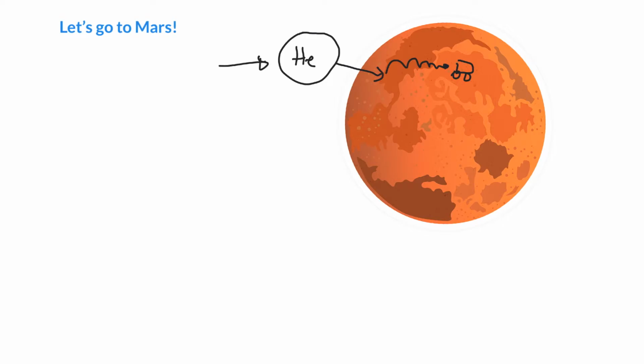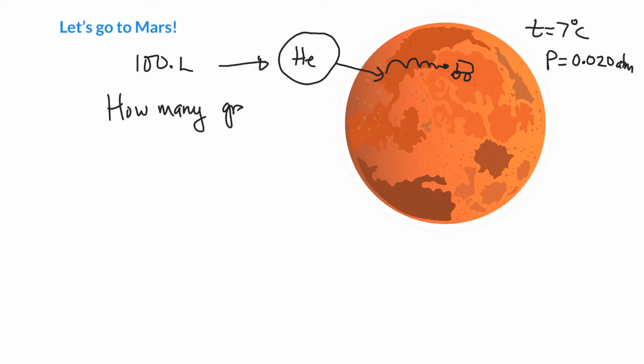Maybe we need to know what volume in order to have, say, 100 liters of helium on Mars. And it turns out if we measure the temperature of Mars, it's rather cool. Let's say it's a rather cool 7 degrees C today. The pressure on Mars is kind of low, actually. Maybe it's 0.020 atmospheres, maybe. And we need to know how many grams of helium. And the nice thing about helium is it's very light, very low atomic weight, do we need in order to have a balloon that's 100 liters big.